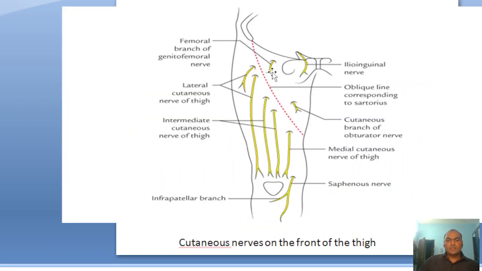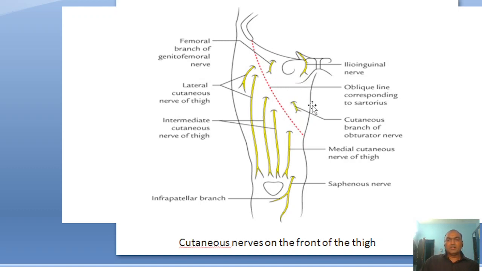So in this diagram, this is the front of thigh. This is attachment of inguinal ligament. So these are the cutaneous nerves: lateral cutaneous nerve of thigh, intermediate cutaneous nerve of thigh, and this is the medial cutaneous nerve of thigh. And this is the ilioinguinal nerve, L1. This is femoral branch of genitofemoral. This is cutaneous branch of obturator nerve.